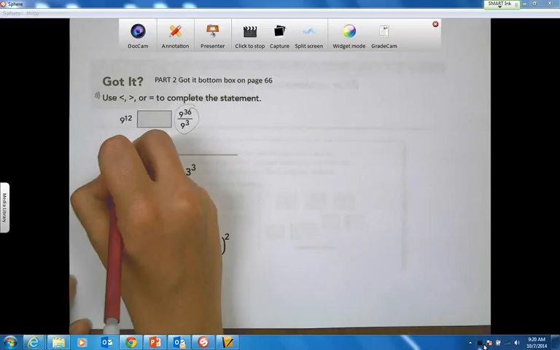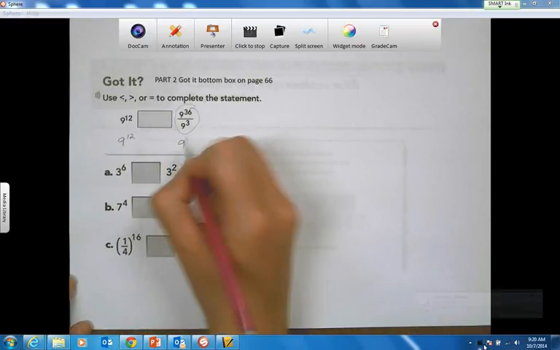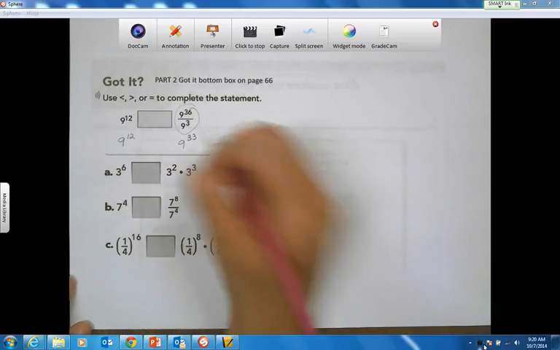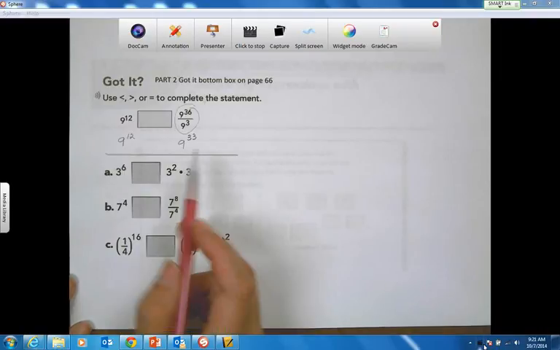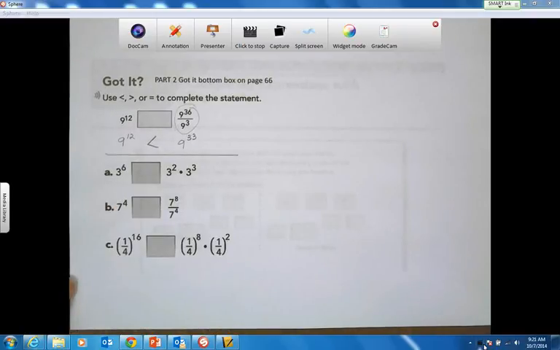Alright, so then we get to these fraction ones. But don't let fractions scare you because they're the exact same rules. So if you write this one down, and we're going to simplify it. So this side is going to say 1/4 to the 16th power. These have the same base, so what do I do with my exponent? I add them. This is 1/4 to the 10th power.